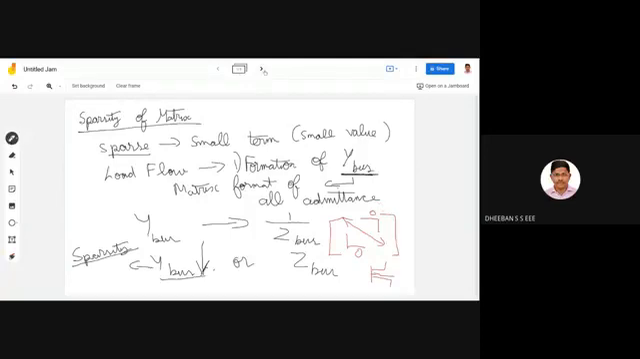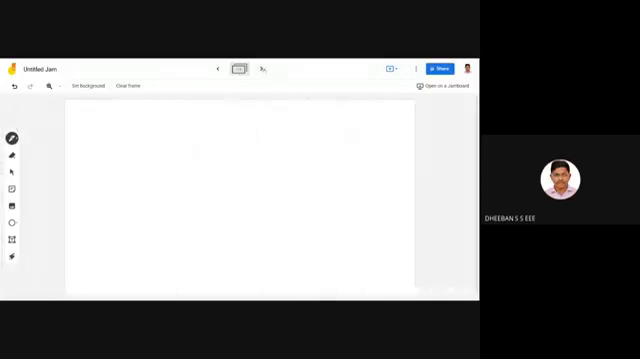I hope you got it. Why this Y bus is small, I have just now said to you. Okay, we'll be moving on to the advantages of the sparsity matrix or sparsity feature.